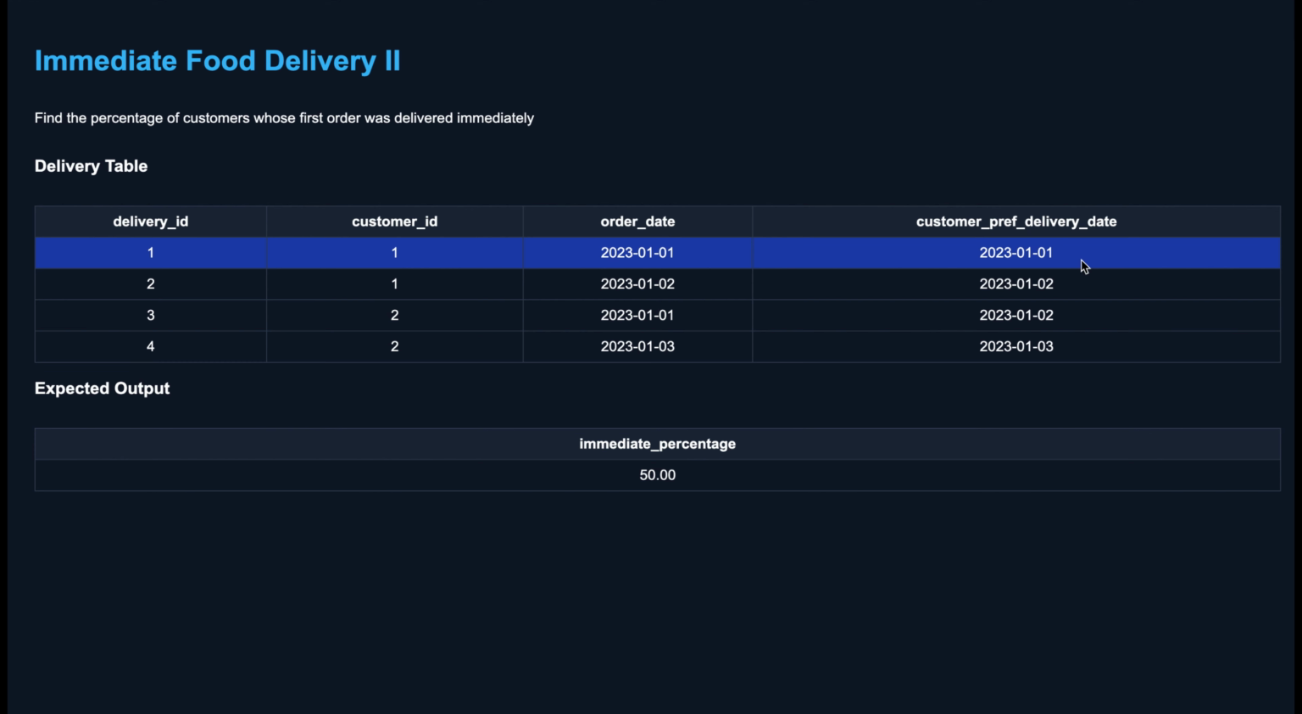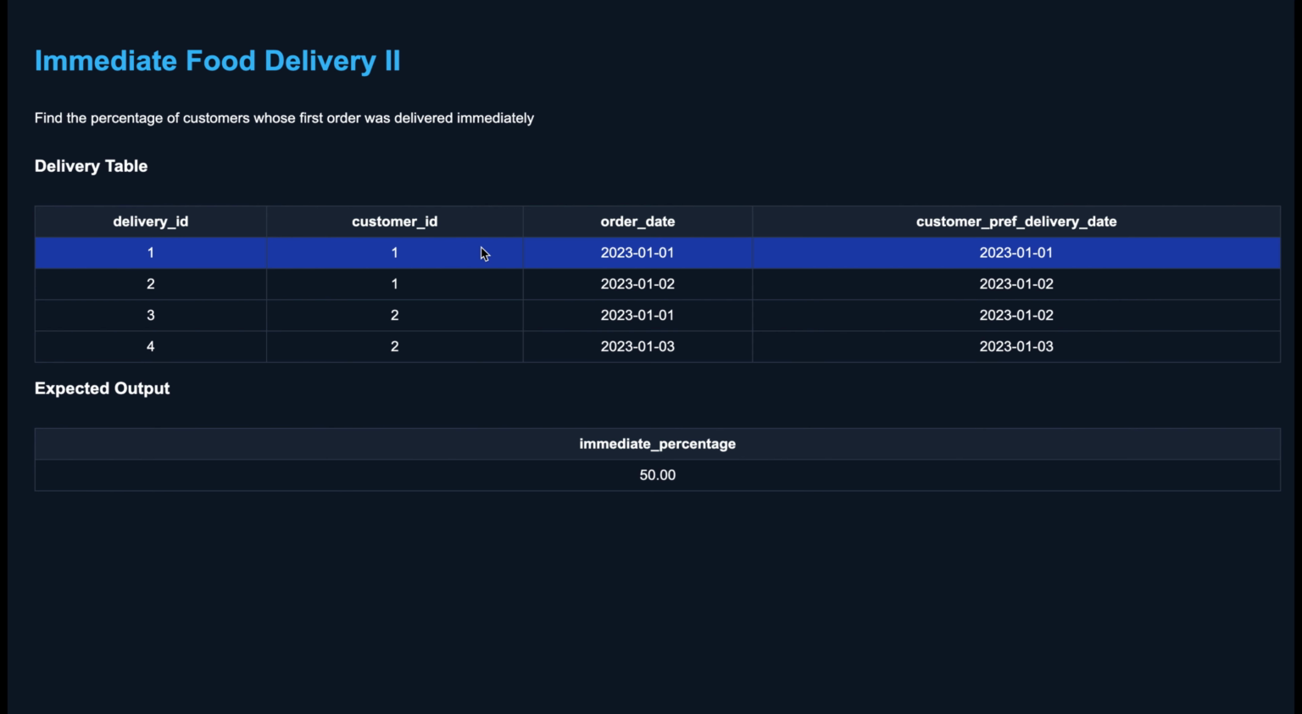So we need to calculate the percentage of customers whose first order was immediate. Notice carefully here, we only care about the first order per customer and not all the orders, right? And this is a very common interview pattern, that is first event per user. So let's walk through the example to make this crystal clear.